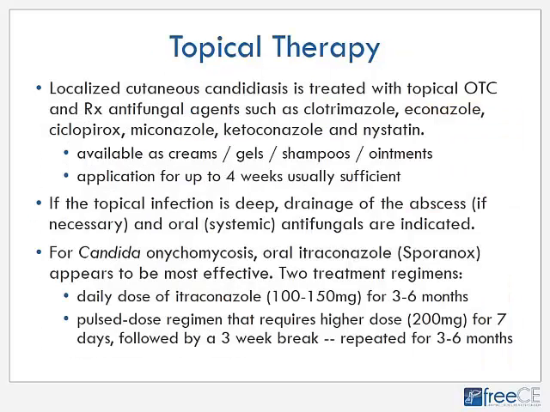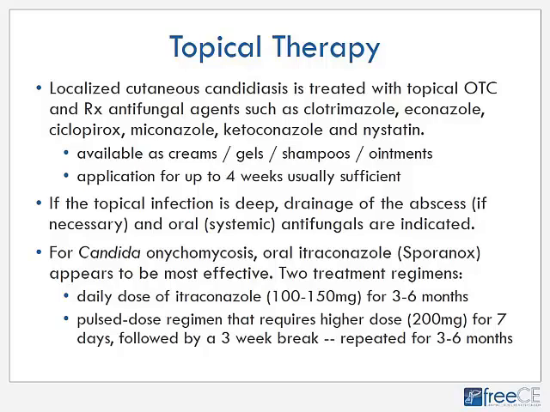Localized cutaneous candidiasis is treated with topical over-the-counter antifungal agents, and there are many to choose from, such as clotrimazole, iconazole, cyclopirox, miconazole, ketoconazole, and nystatin. And these are available as creams and gels, within shampoos, and ointments. Application for up to 4 weeks is usually sufficient. If it isn't, there is a problem that requires more investigation.